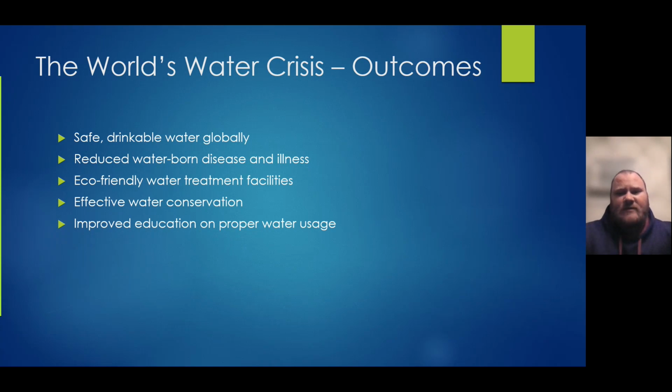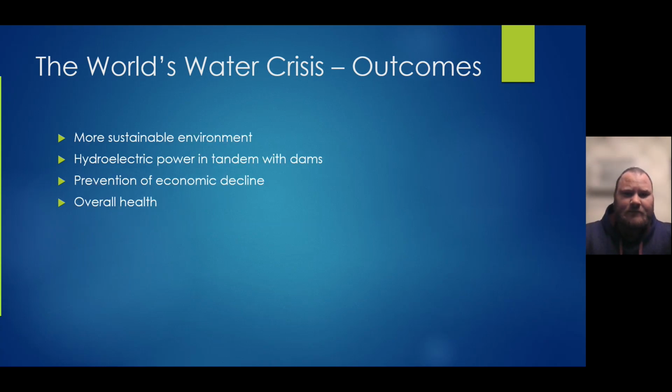Of course, our positive outcomes for solving the world's water crisis: safe and drinkable water globally, a reduction of waterborne disease and illness, eco-friendly water treatment facilities, which would again massively help the ability of providing properly treated water on a global basis. Effective water conservation, which is critical to make sure that we're not overusing and wasting, which is also mainly provided by improved education and proper water usage to make sure that we're not using it in a manner that is unreasonable and something that the system can't handle.